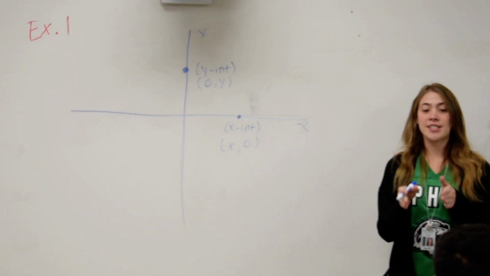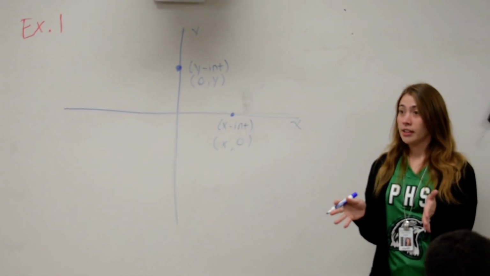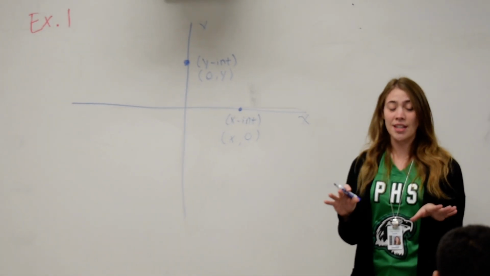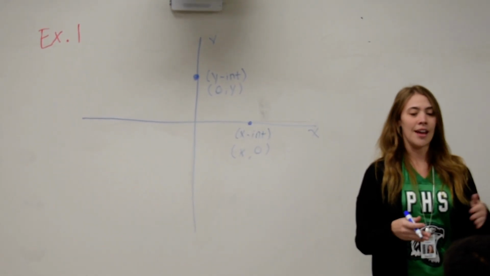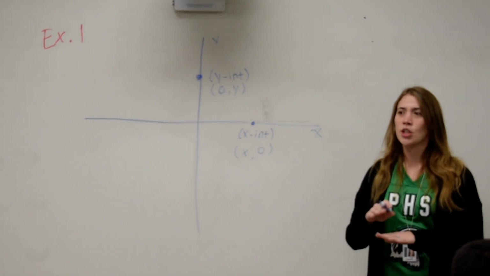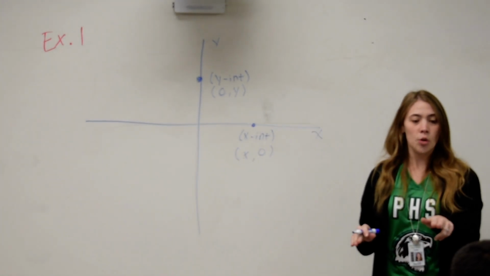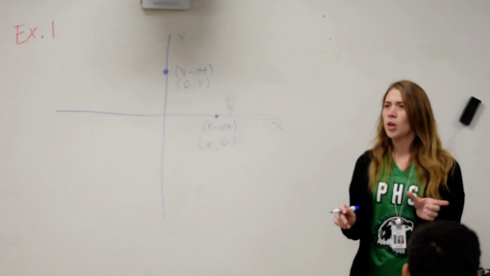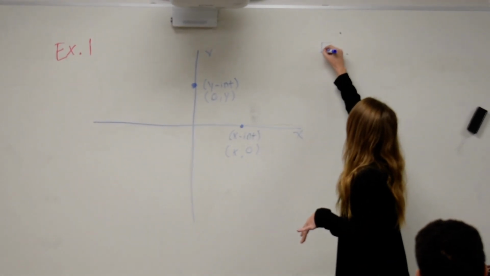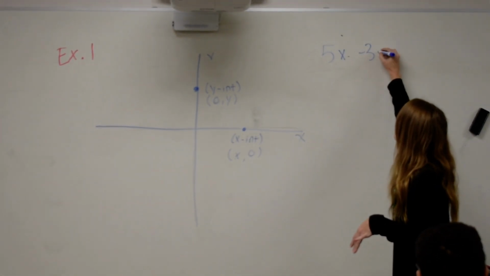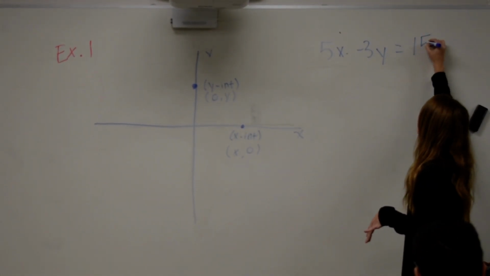So what you're going to do on your assignment today is you're going to use the calculator to graph the equation that's given to you, and then find your x-intercept and your y-intercept, and use that to help you graph it by hand. So it's super simple. The equations are given to you in standard form. That's when the x and the y are on the same side. So if we were to do one, let's say 5x minus 3y equals 15.